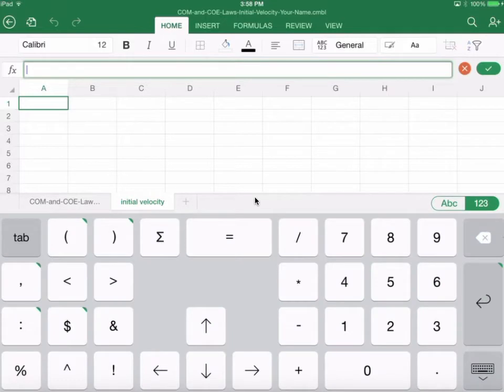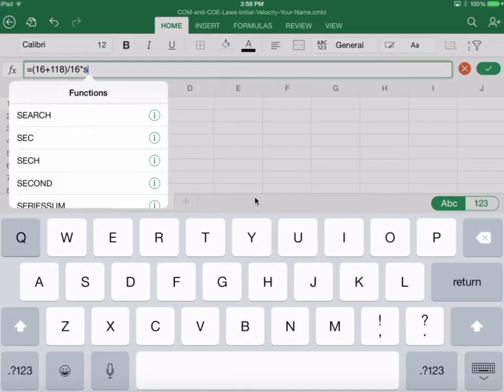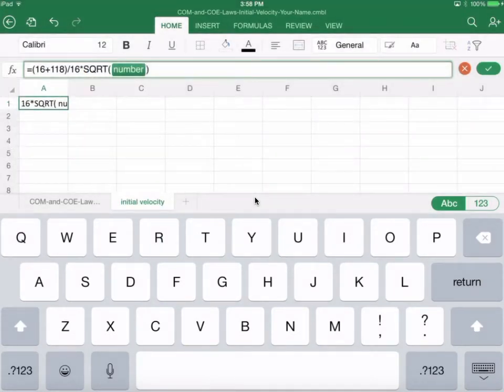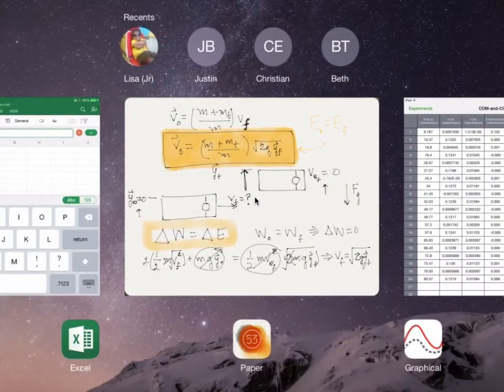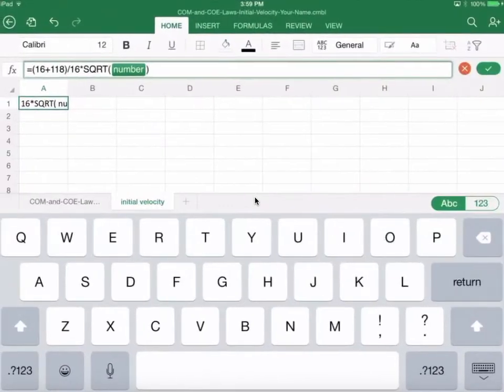So the initial velocity is going to equal the mass of the ball, which is 16 grams, plus 118 grams, divided by 16 grams. And then we're just going to multiply this times the square root, SQRT, okay? The square root of, and let's see what that equation looks like. There it is, 2 times G times the position in Y.